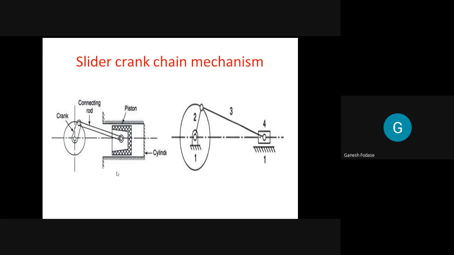So I tried to tell you what is main difference between machine and mechanism. Mechanism is used to transmit only motion. But in case of machine, we can do some useful work. Is it clear to all? The first concept is clear?